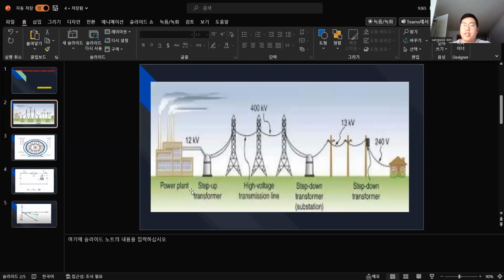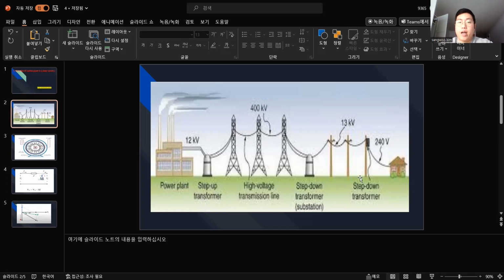I'm not sure you guys can see this word or not. From here, the power plant, the generating part, generates electricity, and then there's a step up transformer, and sometimes you can see a transmission line. Then a step down transformer, like a substation, and one more time stepping down around our house. There's a step down transformer here.